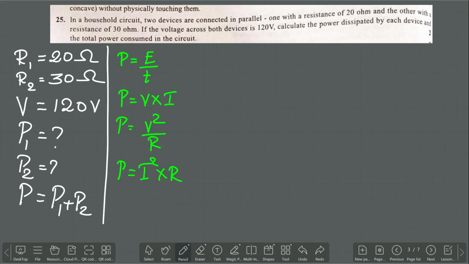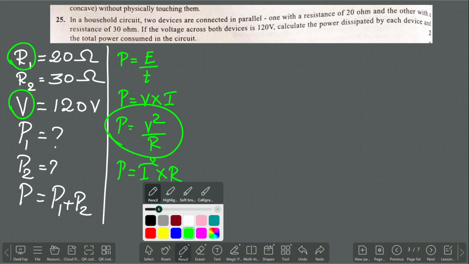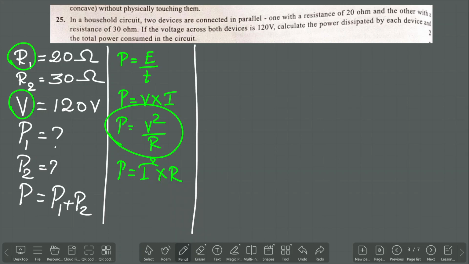First or second or third or fourth? Third formula. Why? Because based upon that only we have the values there. Resistance is there, V is there. So you can use the formula P is equal to V square by R. So substitute over here. So what is the formula?